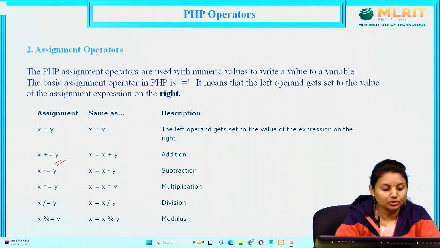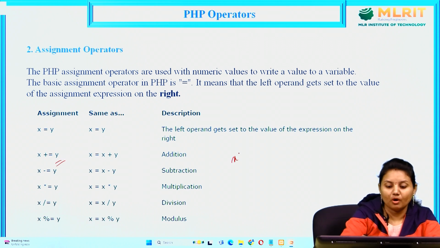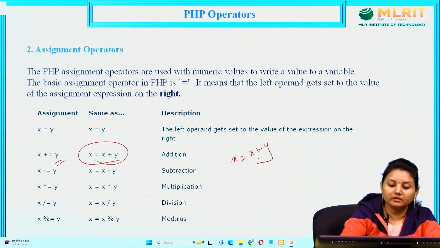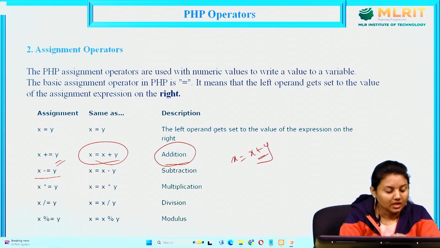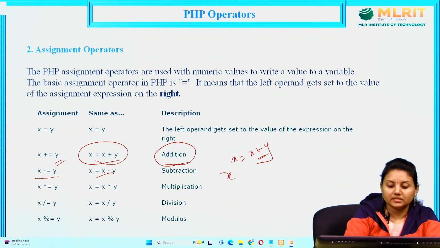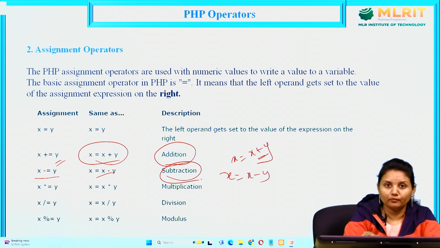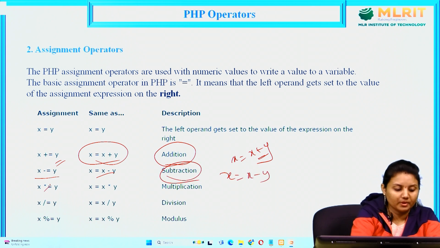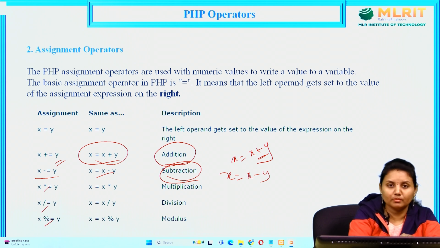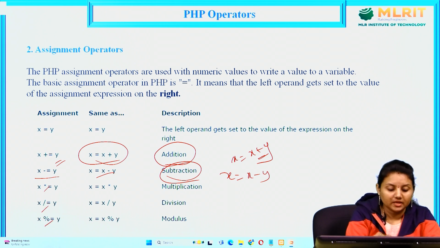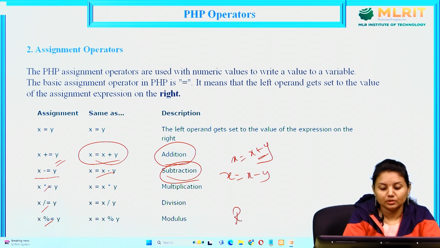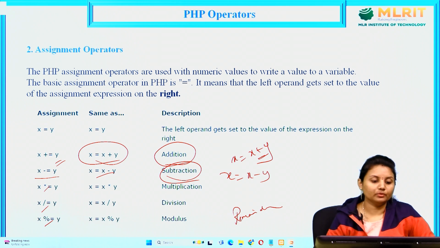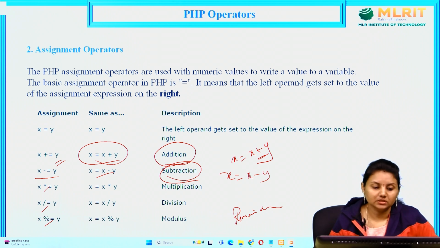Then x plus equals y is a shorthand form of x equals x plus y. Here plus performs the addition operation. And x minus equals y is x equals x minus y, which performs subtraction, star equals for multiplication, slash equals for division, and percent equals for the modulus operation, which gives you the remainder. So these are a few basic assignment operators that we have.